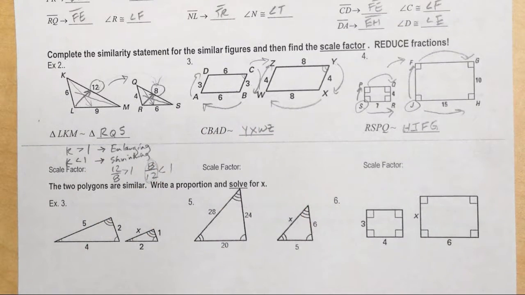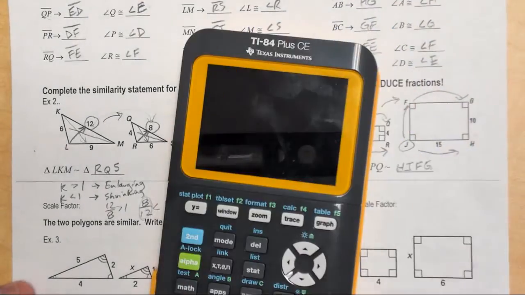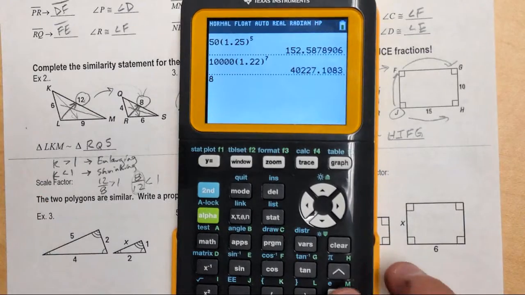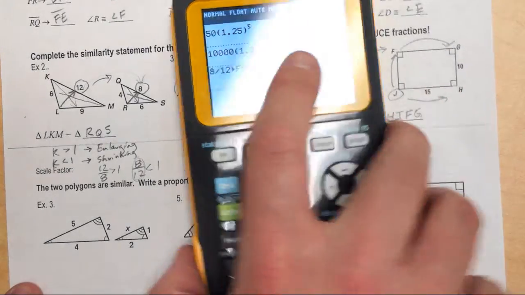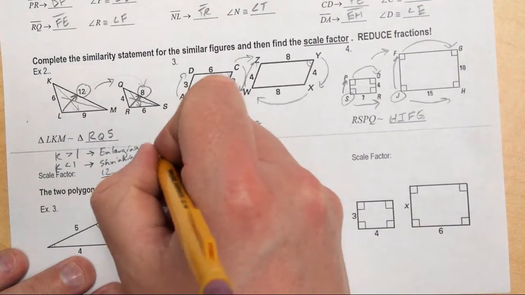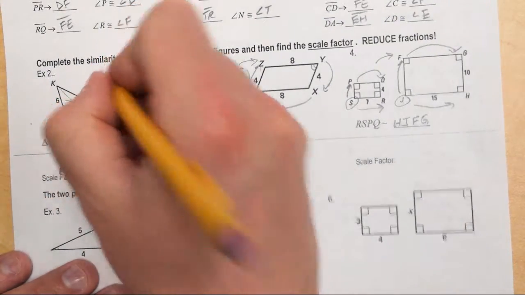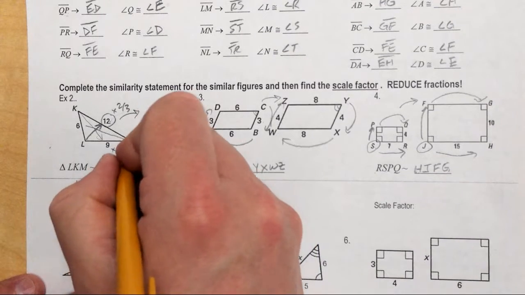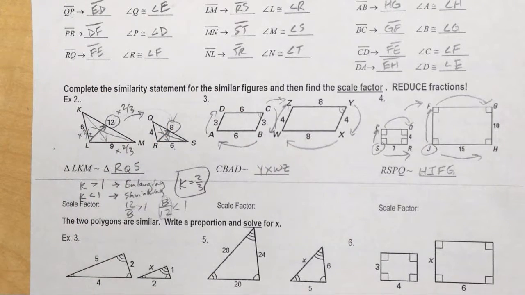But I need to reduce my scale factor down as much as I can. And these are both divisible by 4, or you can type in your calculator 8 over 12. And you can hit math, enter, enter, and it will reduce the fraction down to 2/3. So the scale factor here, K, is actually 2/3 in this problem. So if I multiply 12 times 2/3, it would get me 8. If I multiplied 9 by 2/3, that would get me 6. If I multiplied 6 by 2/3, that would get me 4. And so since these sides are all proportional, these shapes are similar.